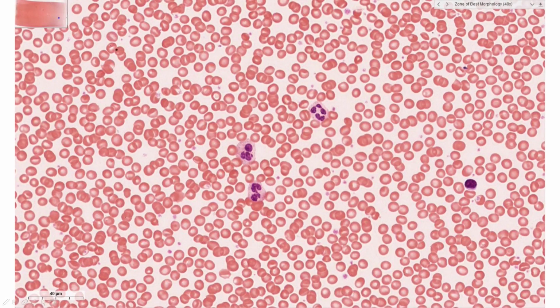The red blood cells are everywhere. The white blood cells stick out with their purple stained nuclei. The pink small dots are platelets. Only a few of them have been highlighted here.